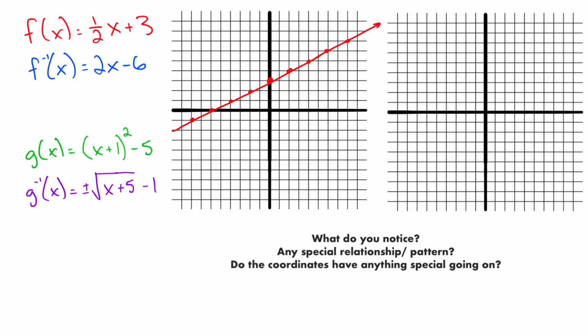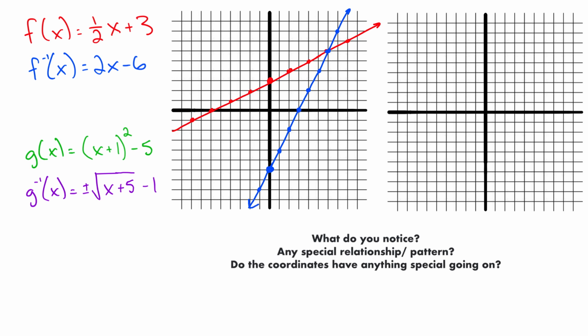So for function f inverse, the y-intercept is negative 6. 1, 2, 3, 4, 5, 6. Slope is 2, so up 2, right 1, up 2, right 1, up 2, right 1, up 2, right 1, up 2, right 1, up 2, right 1, down 2, left 1. And it'll look something like this.